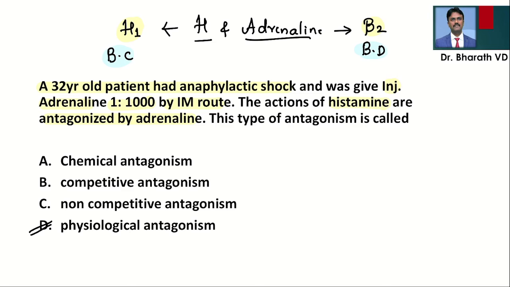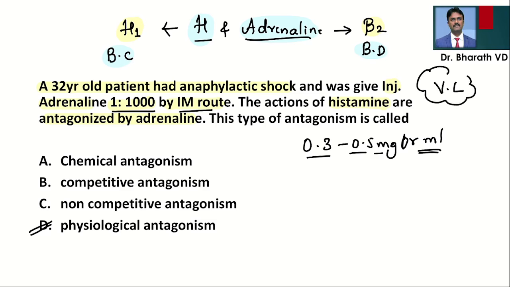So whenever there is anaphylaxis, the culprit is histamine. All the actions of histamine are reversed by adrenaline. That is why it is the drug of choice. Remember, it is given at a 1 in 1000 dilution by IM route, and the dose is 0.3 to 0.5 milligram, or it is written as ml. So either you can give 0.3 to 0.5 milligram or ml. And which is the best muscle to give? It is vastus lateralis.